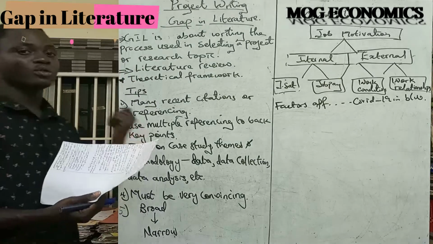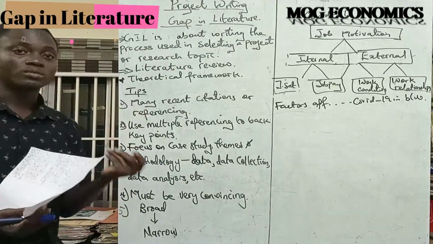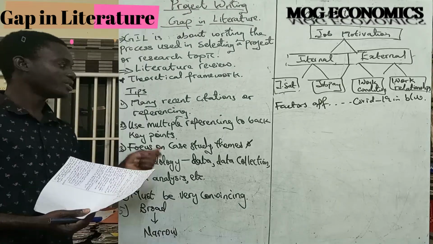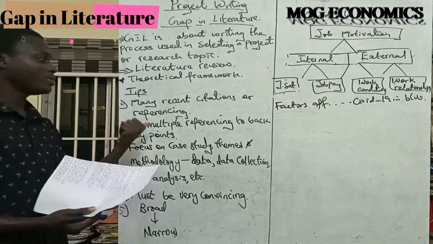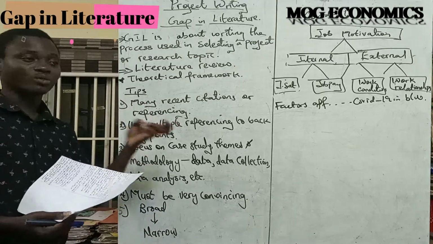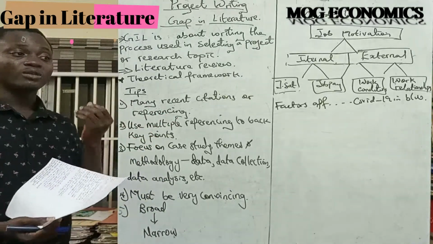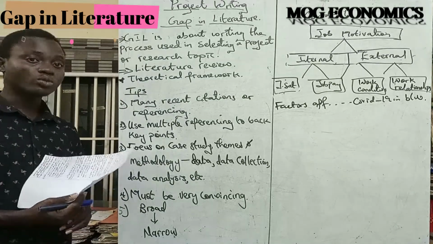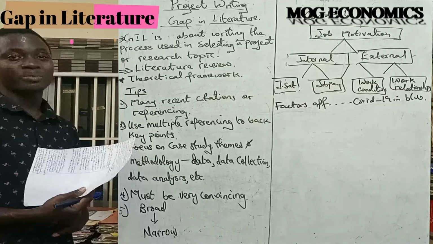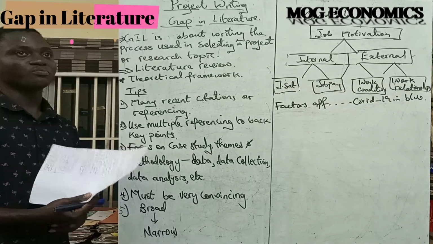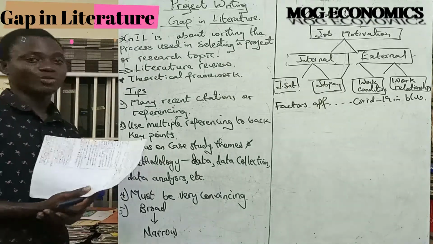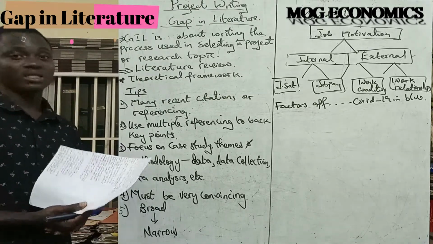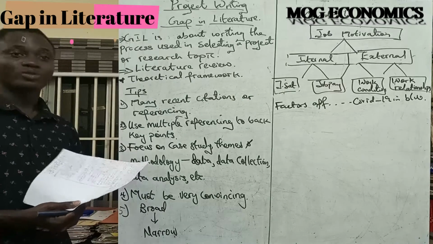Now, what are the tips to writing a very good gap in literature? Number one, you have to consult many recent journals. So here you have many recent citations or references. What I mean is that you have to consult many recent journals. Now this is year 2022, so if I want to write a literature gap on a particular topic, I need to be looking at year 2015 to 2022, or let's say year 2014 maybe, or 2012 to 2022.